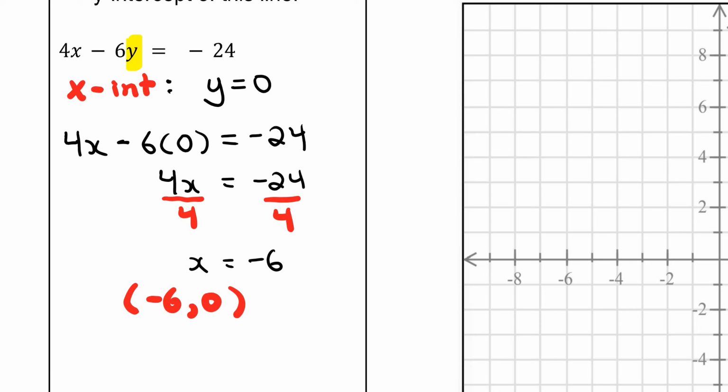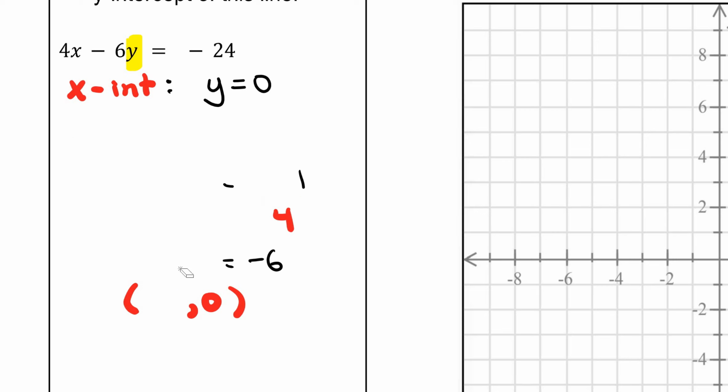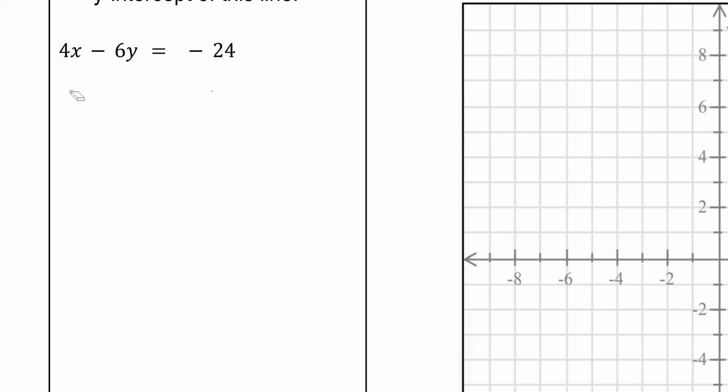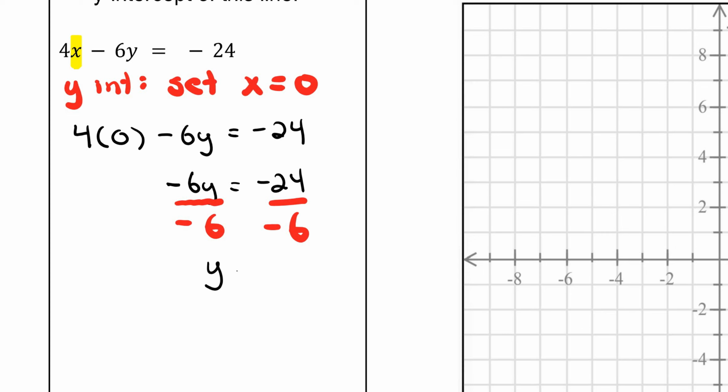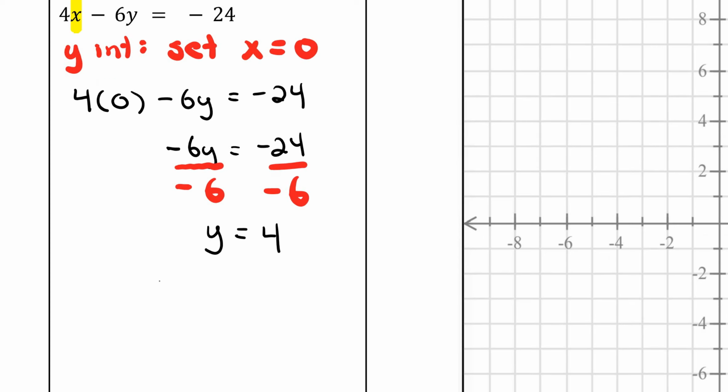Okay, let me erase that now that we have taken care of the x-intercept. Now, if you want to find the y-intercept, all we do is we set x equal to 0. So the x value here will go to 0. Now we have 4 times 0 minus 6y equals negative 24. Now I have negative 6y equals negative 24, and then I can divide both sides by negative 6. And I get a y value equal to positive 4. So my y-intercept is going to be 0, comma 4. And that's how you find your x and y intercepts.